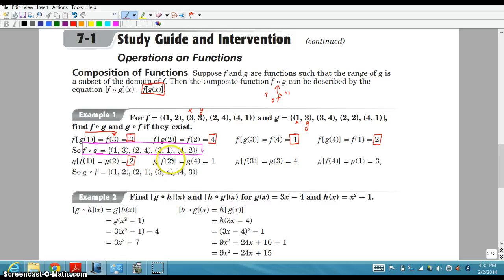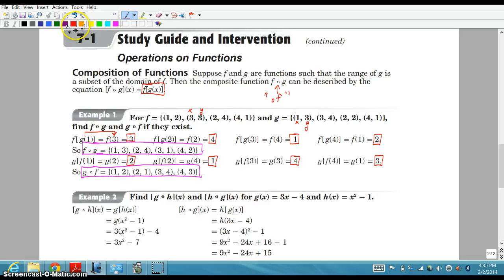Same thing, though, with now 2 plugged into the f function, g of f of 2. F of 2 is 4, so now g of that number, in this case g of 4, is 1. So 1 is your final answer there. Continuing on, g of f of 3 leads to 4. And lastly, g of f of 4, 3. So the final set notation of values for g of f of x is this.